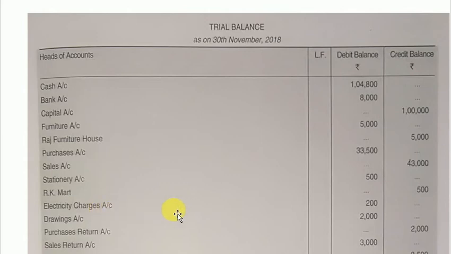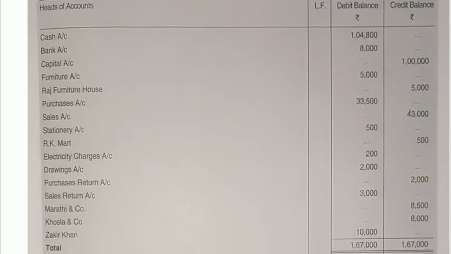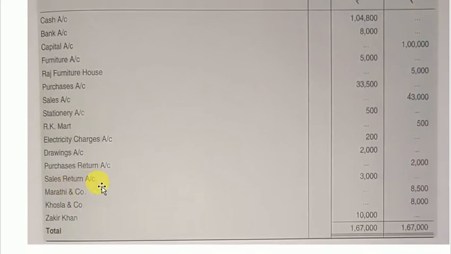Electricity charges account is appearing at 200. It is an expense, therefore it will always have a debit balance in the ledger account. Drawings account, whenever you make the drawings ledger, will always have a debit balance. So in this question it is 2,000. Purchases return account is always a credit balance, 2,000. Then comes the sales return account, which is appearing in the debit column because sales return account is always a debit balance. We have seen it in subsidiary books also and in journal entries.